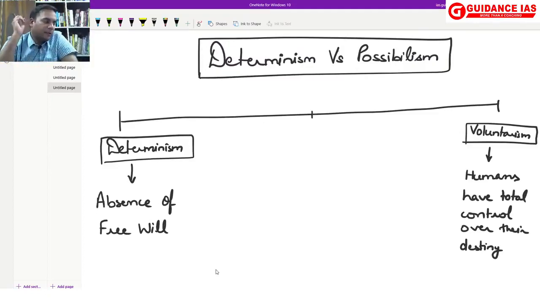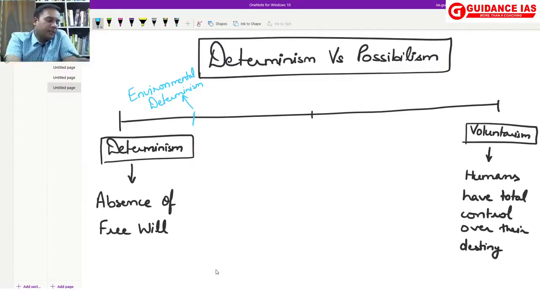ठीक है. So if we talk about, here I would place your environmental determinism. Environmental determinism. So do you remember environmental determinism, where environment is controlling everything?